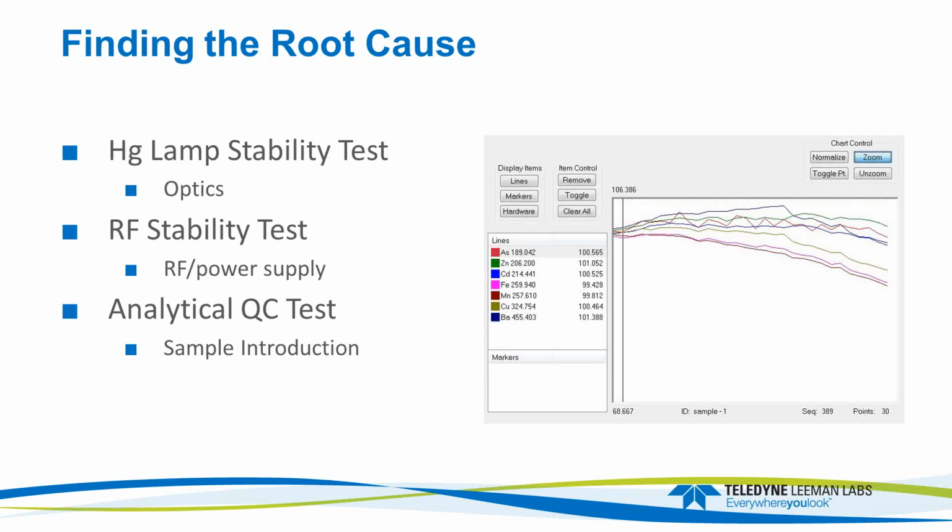We'll have an RF stability test, which people will also call an Argon test, and that'll help us isolate problems from the power supply or in the RF system. And then finally, we have what we call the Analytical QC test, or in the past, we've always called it a daily QC test. That primarily will test the sample introduction system. We have a few different elements and wavelengths in there for a specific reason, and I'll get into that. And that allows us to take a look at the sample introduction system and see what kind of issues we have going on there.